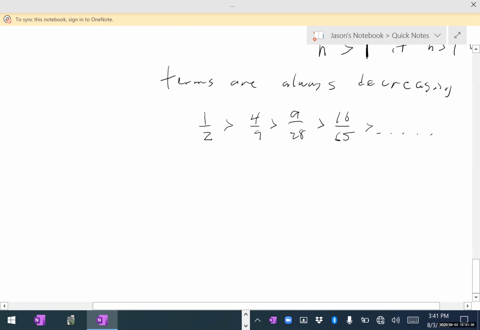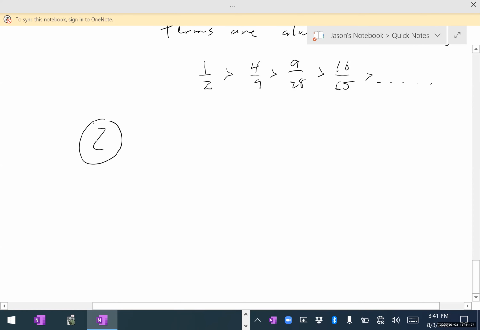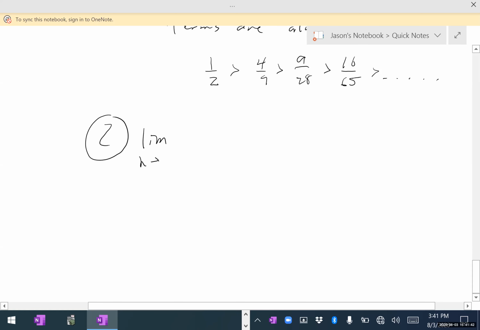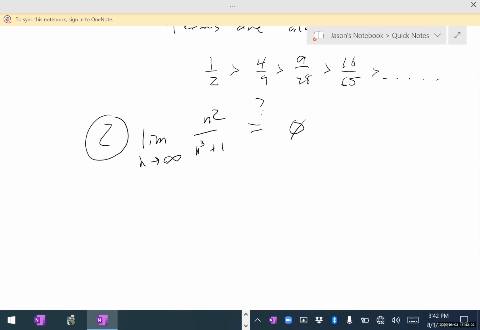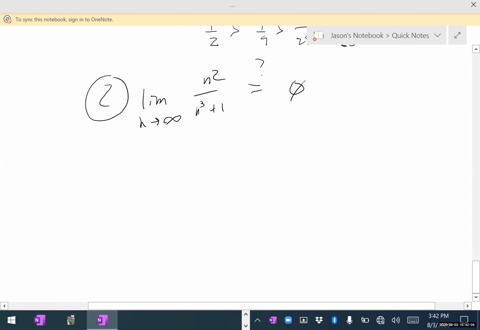Now number 2 is actually a lot easier to prove. Number 2 is the limit as n goes to infinity of n squared over n cubed plus 1. Does that equal 0? That's the question that we want to ask. Does that go to 0? So how can I find the limit of this? Any ideas?